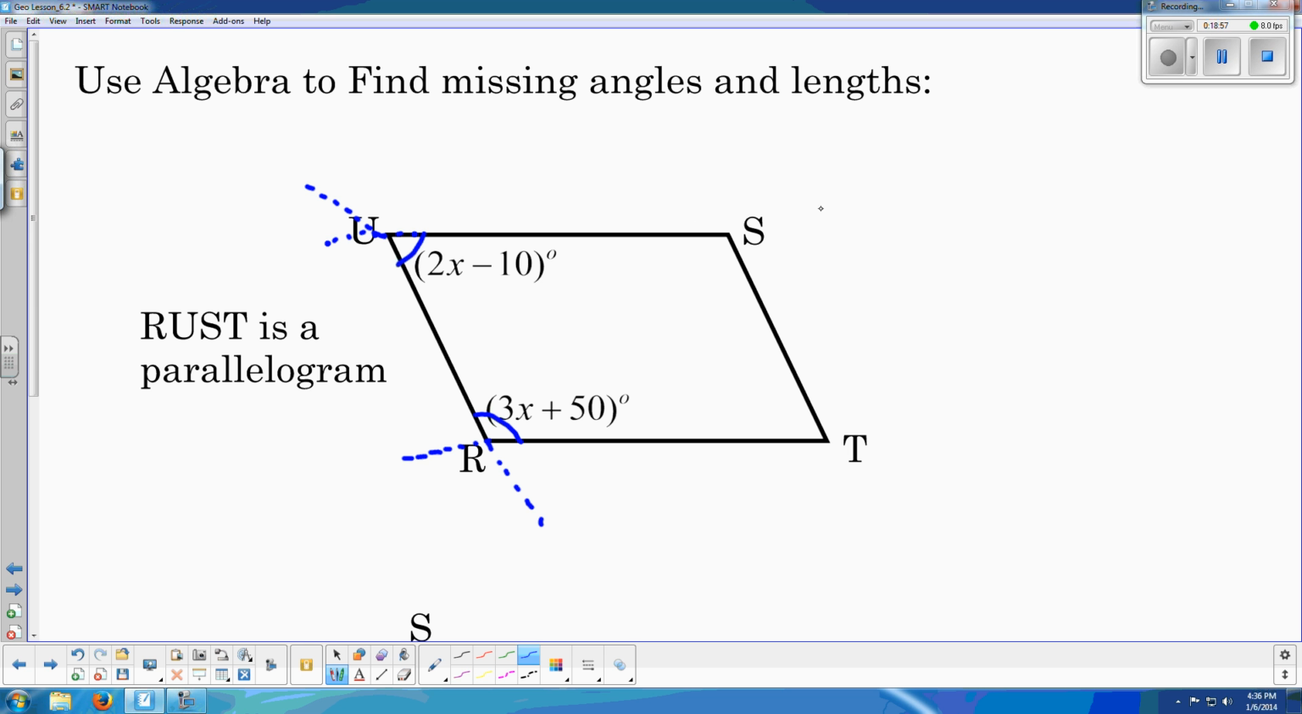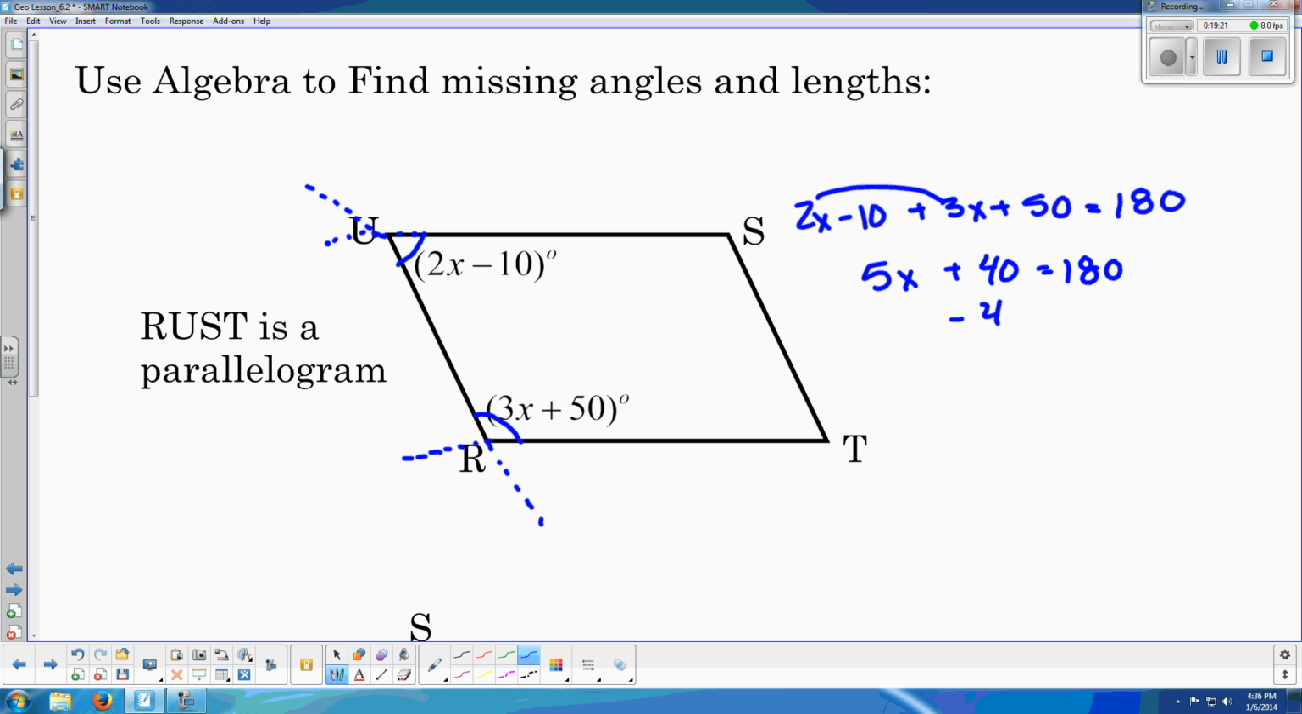So that means I can say 2x minus 10 plus 3x plus 50 is equal to 180 degrees. Now we can combine like terms, so we have 2x and 3x, which is 5x, plus a negative 10 plus 50, which is 40, equals 180. Now I'm trying to solve for x, so I'm going to subtract 40 on both sides. So I have 5x equals 140, divide by 5, divide by 5. So I have x equals 28.